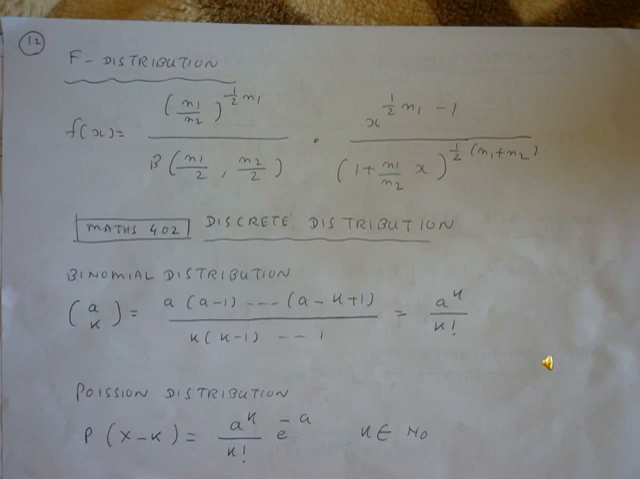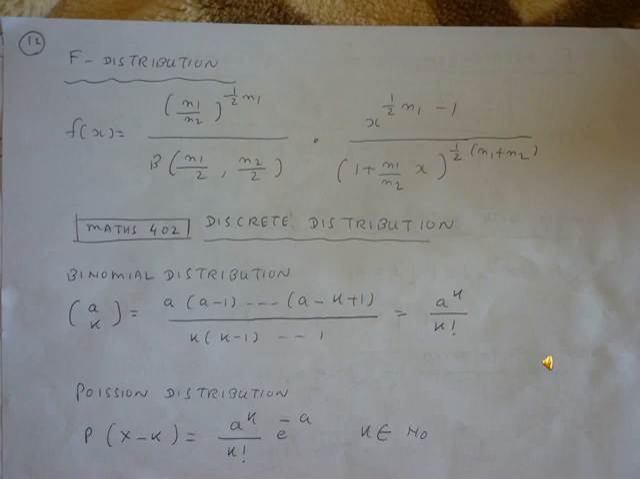The binomial distribution equation can be written as: the binomial coefficient (a choose k) is equal to a multiplied by a minus 1, up to a minus k plus 1, as the numerator, and the denominator is k multiplied by k minus 1 and so on. So the whole thing we can write down is a to the power k divided by k factorial. So this is the binomial distribution.